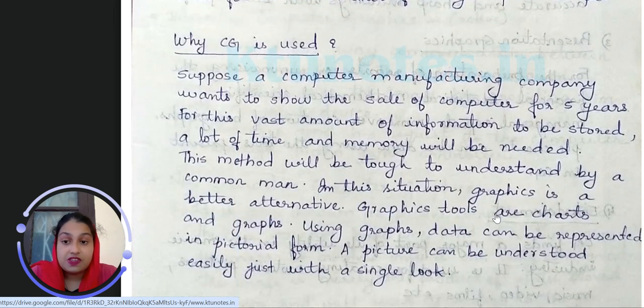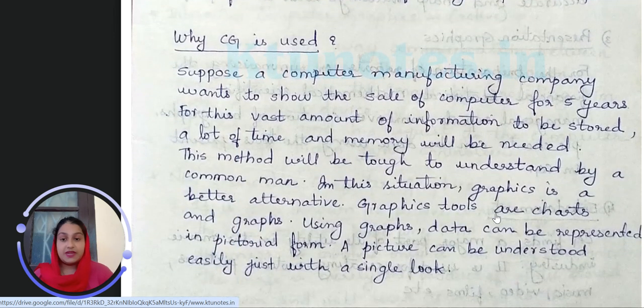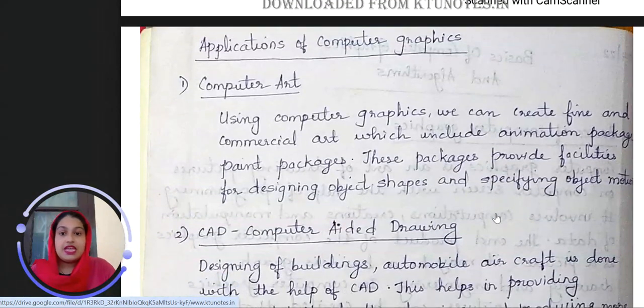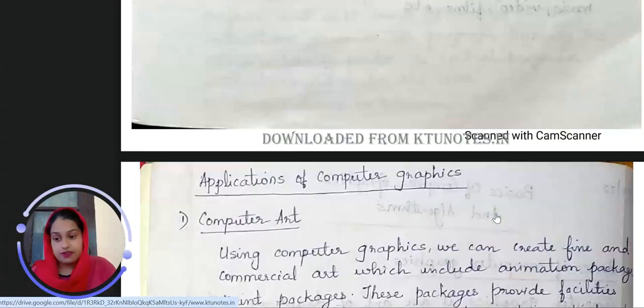Now, why is computer graphics used? Suppose a computer manufacturing company wants to show the sale of computer for 5 years. For this vast amount of information to be stored, a lot of time and memory will be needed. This method will be tough to understand by a common man. In this situation, graphics is a better alternative. Graphics tools are charts and graphs, and using graphs, data can be represented in a pictorial form. A picture can be understood easily just with a single look. That is the use of computer graphics.